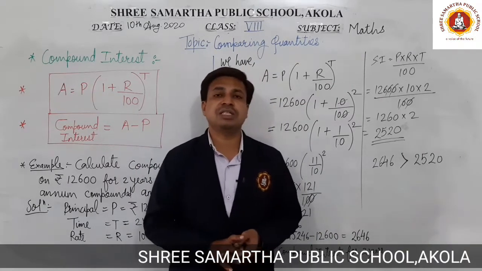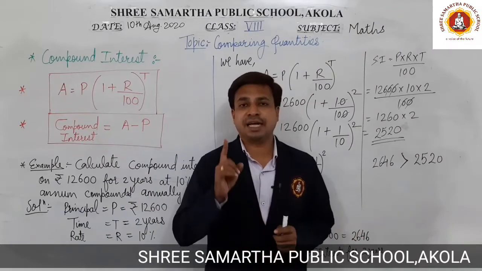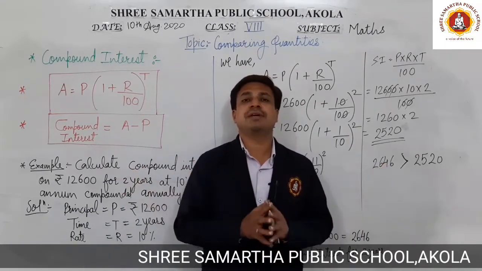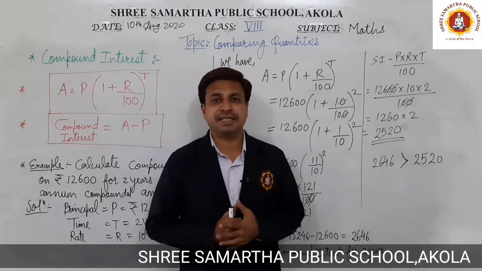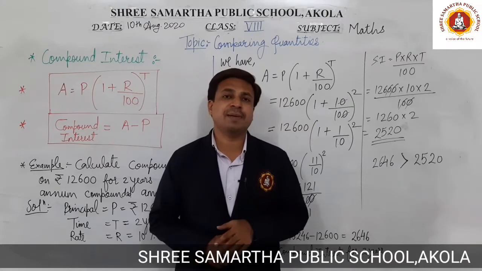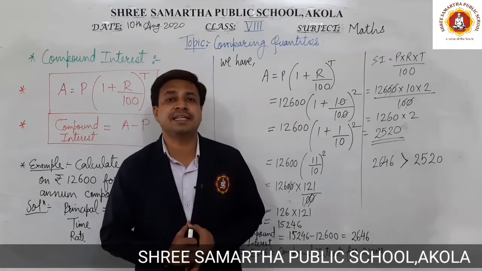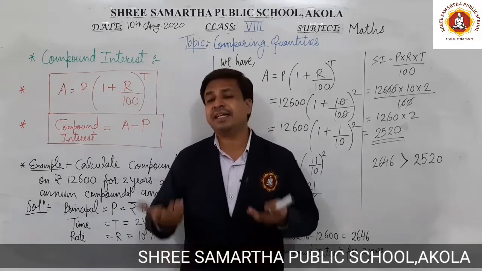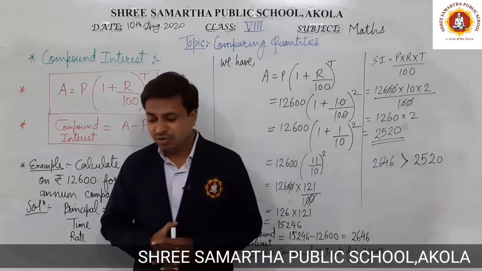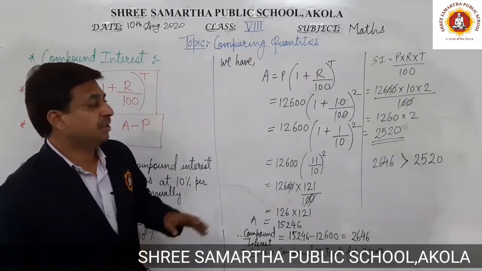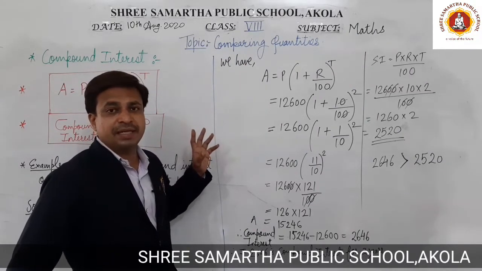Only if the time period is 1 year, then the simple interest and compound interest will be equal. Otherwise compound interest is always greater than simple interest. Most probably, when we keep our amount in the bank as a fixed deposit, the bank gives us interest by simple interest, and when we take a loan from the bank, they consider it by compound interest. So this is the basic difference between simple interest and compound interest.